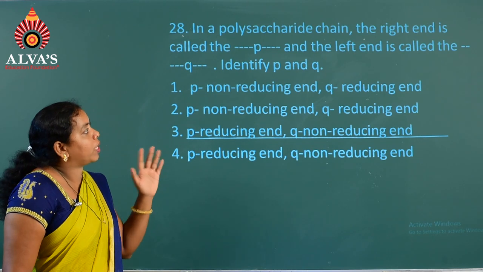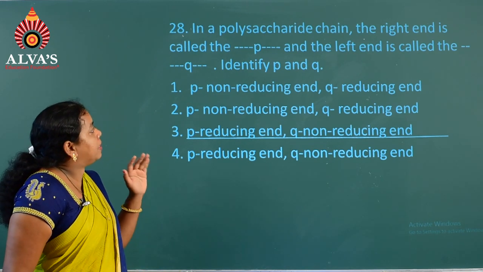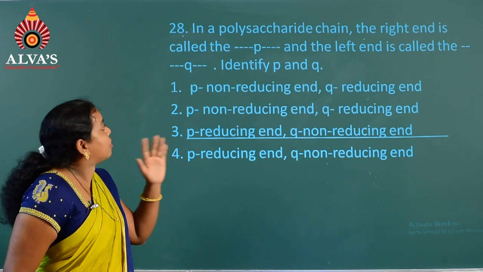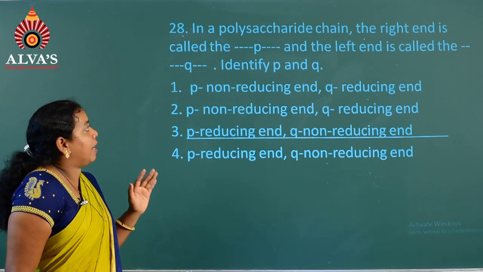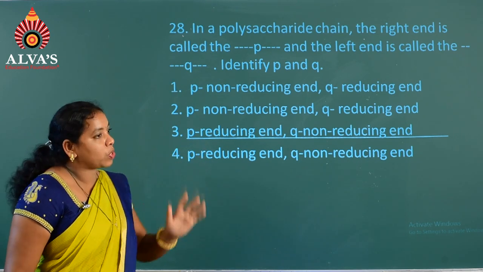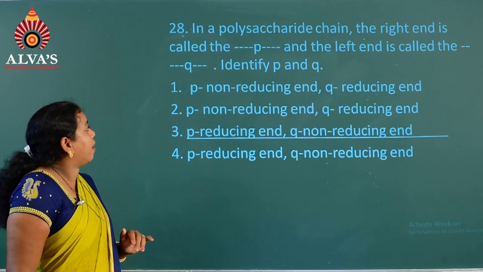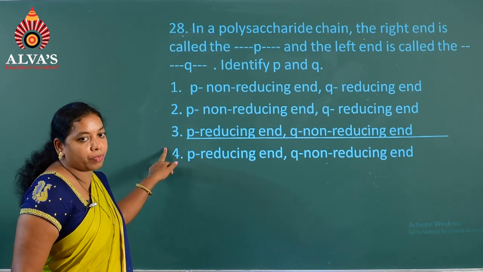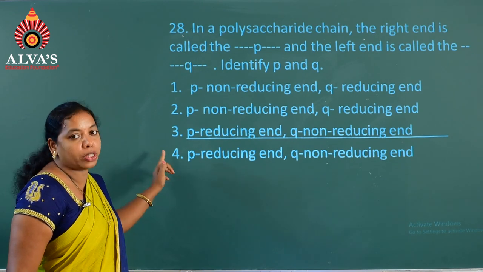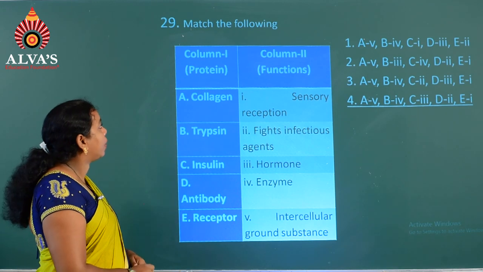So, generally when you consider the structure of polysaccharide chain, we can see that the region of P, which lies on the right side, right end, is the reducing end, and the region which lies on the left end is the non-reducing end. Hence, we can go with option 3 for question number 28. Option 3 is the right answer. Moving on to the next question, that is question number 29.